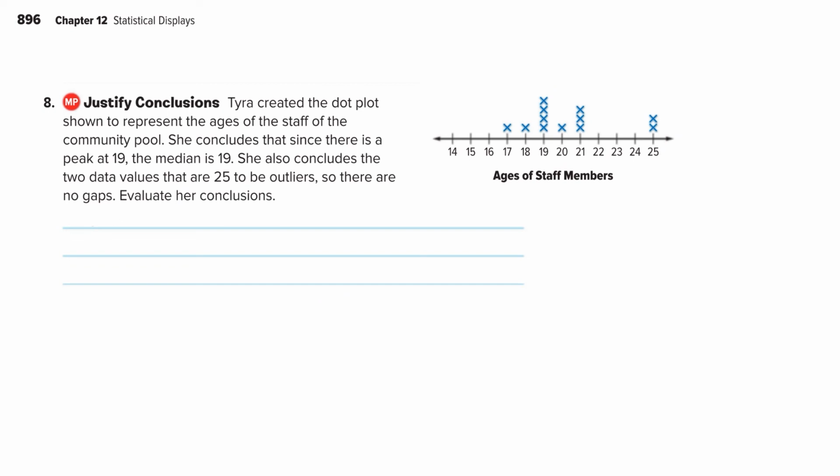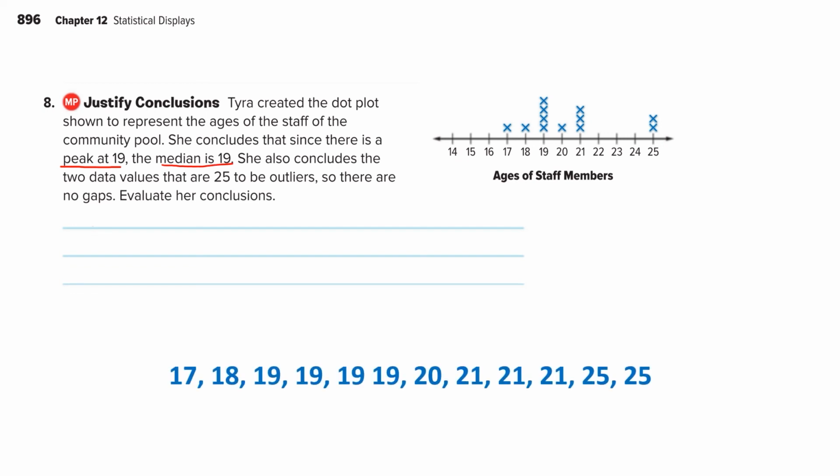Question number 8, justify conclusions. Tira created the dot plot shown to represent the ages of the staff of the community pool. She concludes that since there is a peak at 19, the median is 19. She also concludes the two data values that are 25 to be outliers, so there are no gaps. Evaluate her conclusions. All right, so she's concluding that since there is a peak at 19, the median is 19. Well, let's check to see if she's correct.